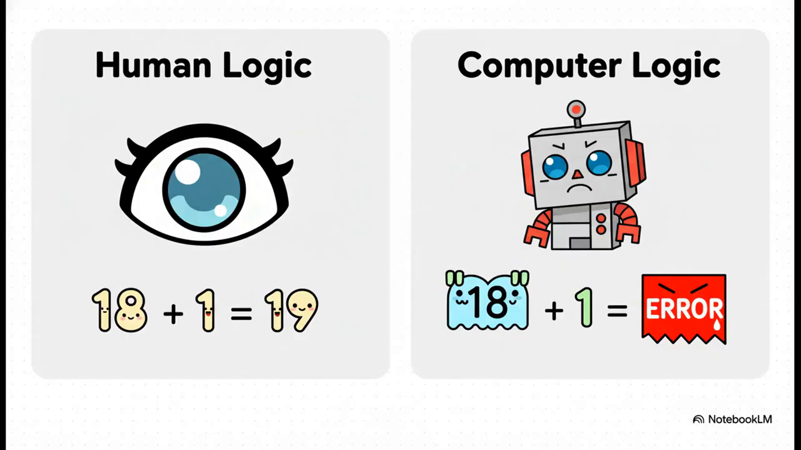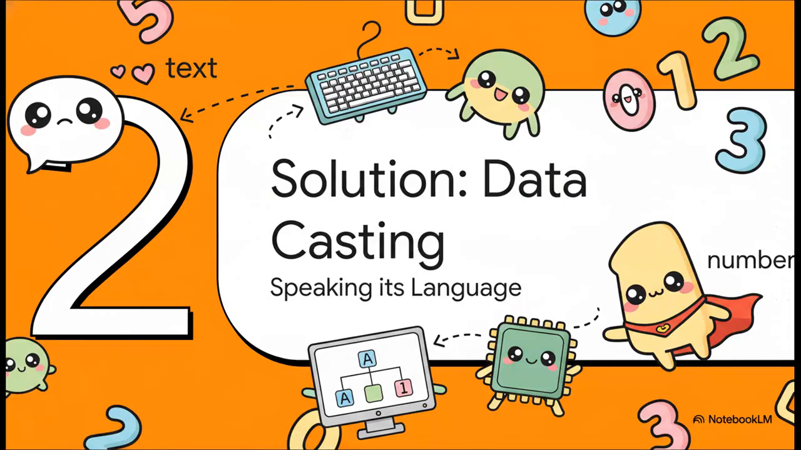And this slide pretty much says it all. See, when a user types in 18, our brain instantly sees a number, but the computer sees text. To a computer, that's what programmers call a string. So you're not actually asking it to calculate 18 plus 1, you're asking it to add the number 1 to the text 18, which is basically like trying to add 1 to the word hello. It just doesn't work. So how do we fix this communication problem?